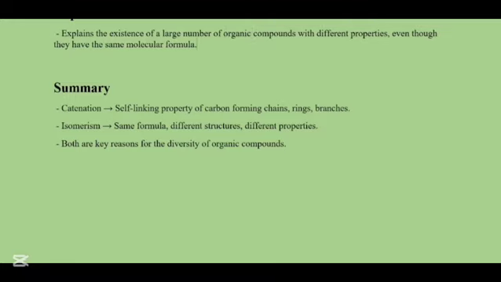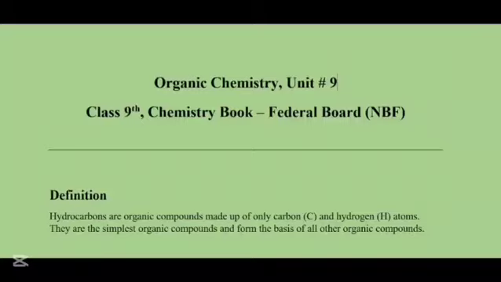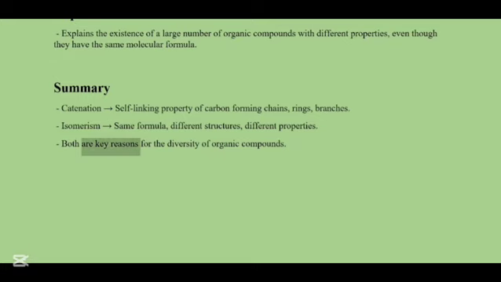In summary, we learned that catenation is the self-linking property of carbon, forming chains, rings, and branches. Isomerism is the phenomenon where we have the same formula but different structures and different properties. Both catenation and isomerism are known as chemical diversities of organic compounds, and they are the key reasons for the diversity of them.